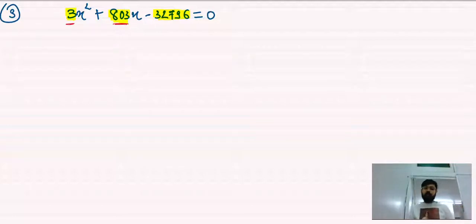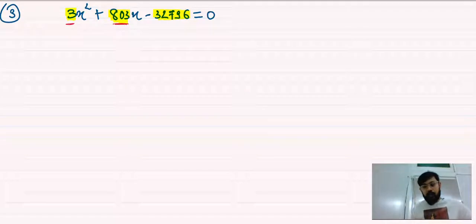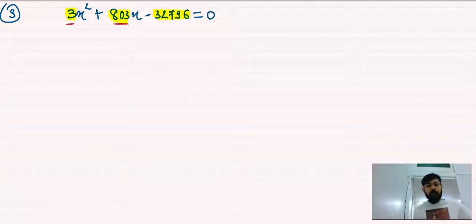And 11 does not come in 3's table. So 11 is not a multiple of 3, and 803 is also not a multiple of 3. It cannot be divided by 3. So nothing can be taken out of these 3 numbers, and the quadratic equation cannot be made any smaller. I tried to make it smaller, but bad luck, it cannot be made any smaller.